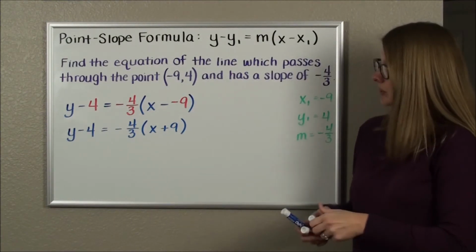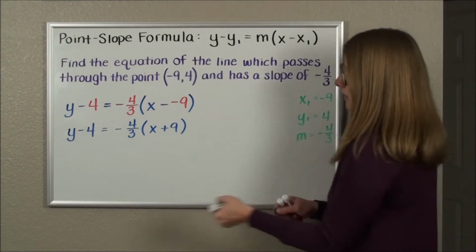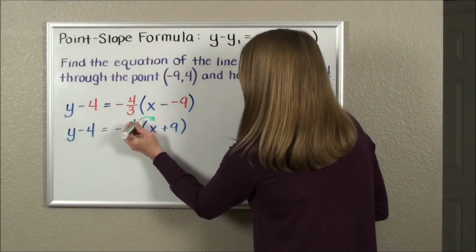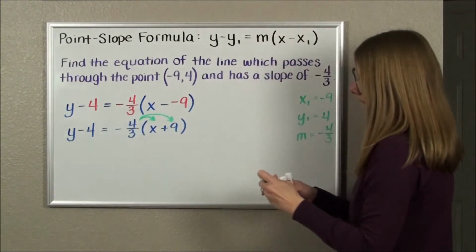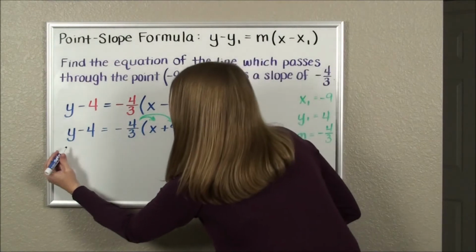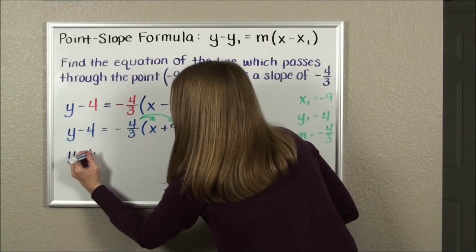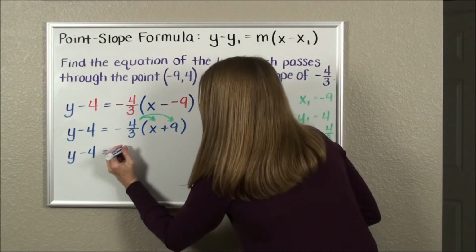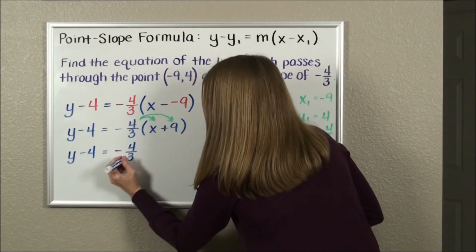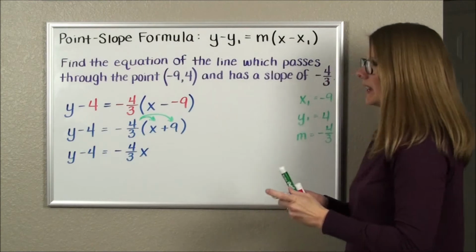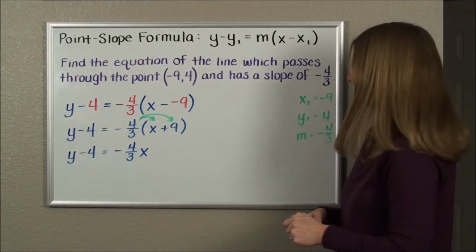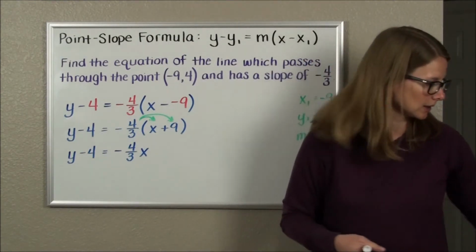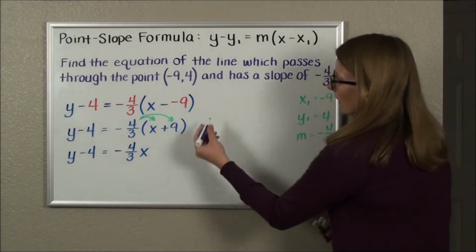And then I see those parentheses as we have before. Let's get rid of the parentheses by distributing. So I'm going to keep that left side the same. We've got y minus 4 equals, and now -4/3 times x, that's just going to be -4/3 x. No big deal there. But -4/3 times 9, we may want to go off to the side to work that a little bit.